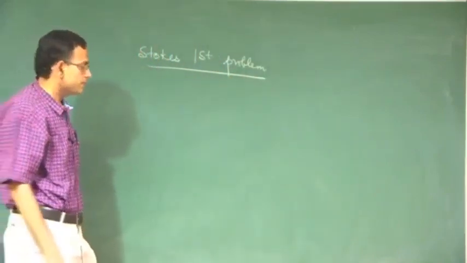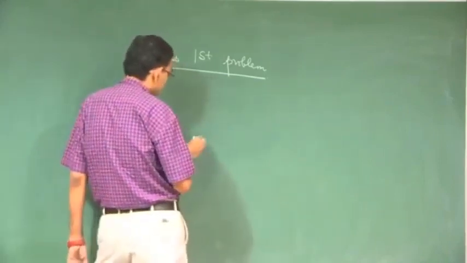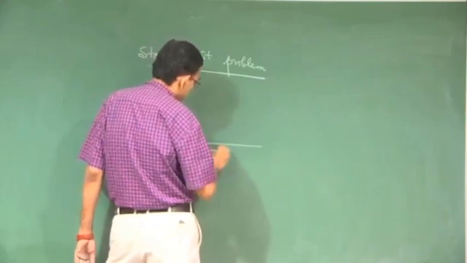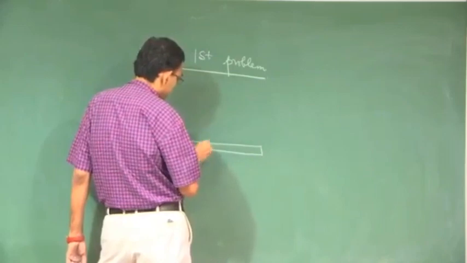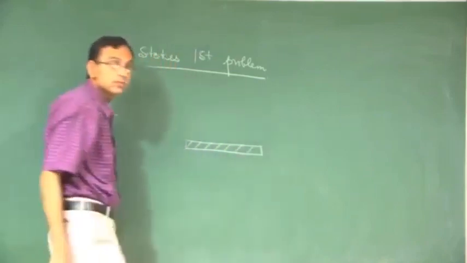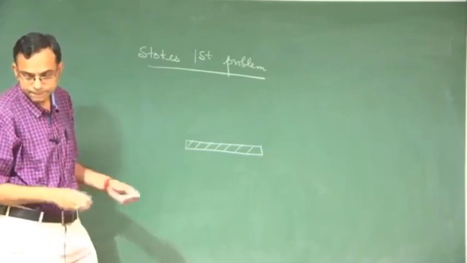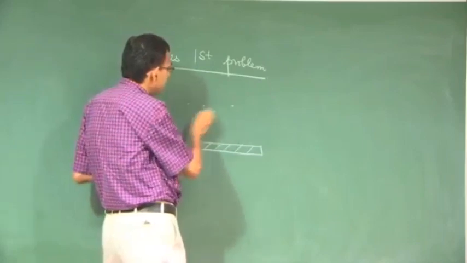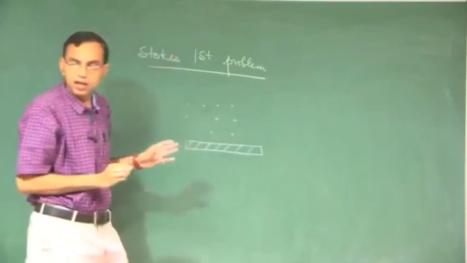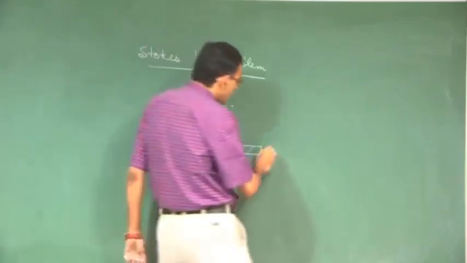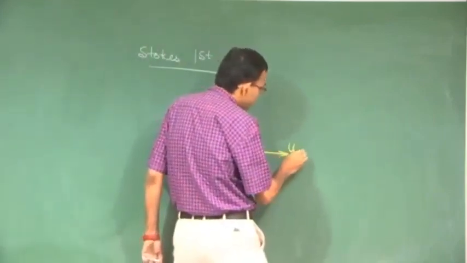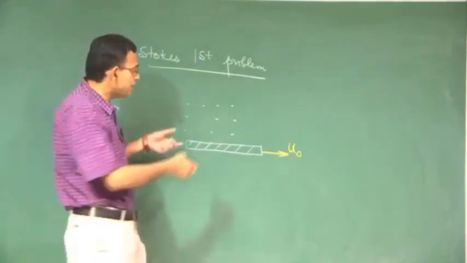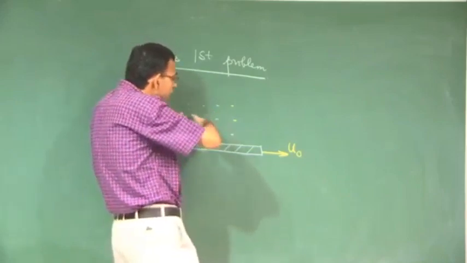So, Stokes first problem. Let us say that you have a plate, and there is a fluid on this side of the plate. This fluid is standstill as the plate is not moving. Suddenly you drag the plate towards the right or left, whatever, with a velocity u0, and this plate tends to drag this fluid along with it.